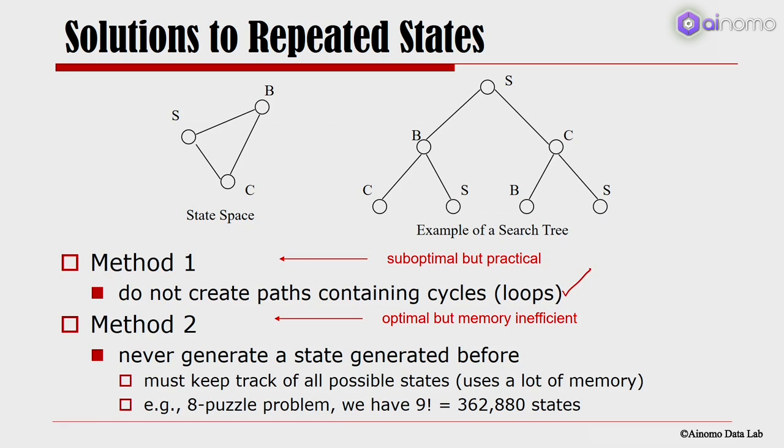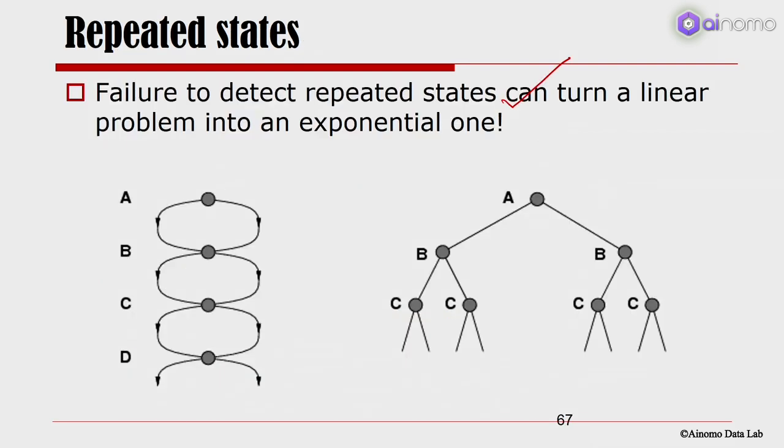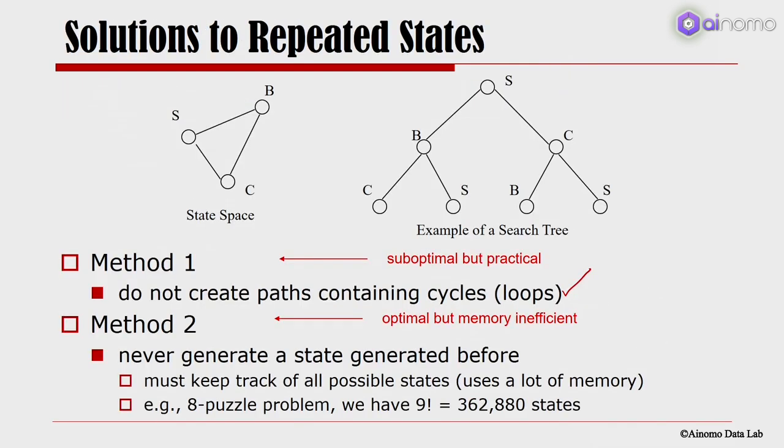And in the second method, the idea is to never generate a state which was generated before. But then this would require that you keep track of all possible states. So it uses a lot of memory. For a very simple game like 8 puzzle, you would require something like factorial 9 states in such a case. But these solutions work very well because then you do not create exponential problems of the state space.